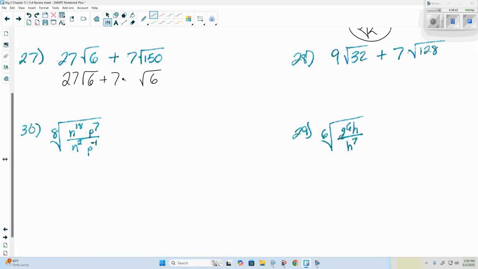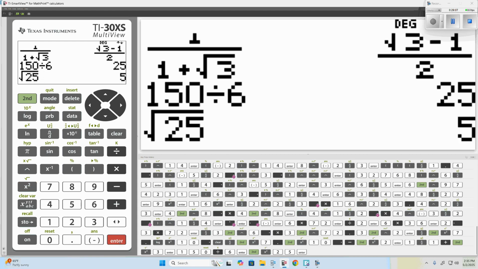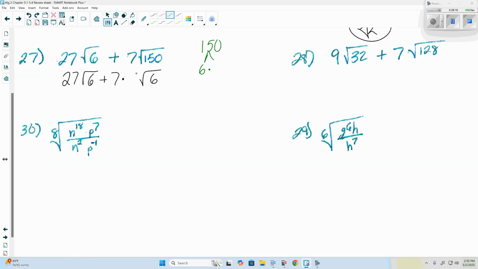Square root of 150. So 150, if they're going to be able to add or subtract, we know that both of them have to be the square root of 6. So if there's a square root, a number times itself, that multiplies by 6 to give us 150, that would be nice. Well, 150 divided by 6 is 25. Can we take the square root of 25? 5. So we're just trying to break it down, get it simplified as possible.